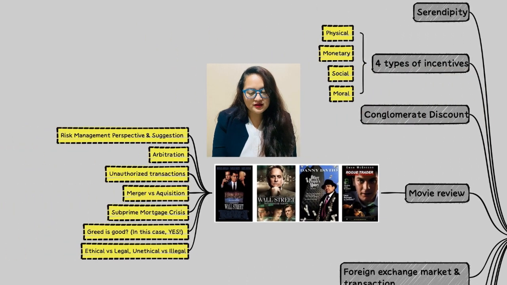This is some lesson learned from all of the 4 movies about risk management perspective and suggestion, arbitration, unauthorized transaction, merger versus acquisition, subprime mortgage crisis, greed is good. In this case, yes, greed is good. And then ethical versus legal and unethical versus illegal.